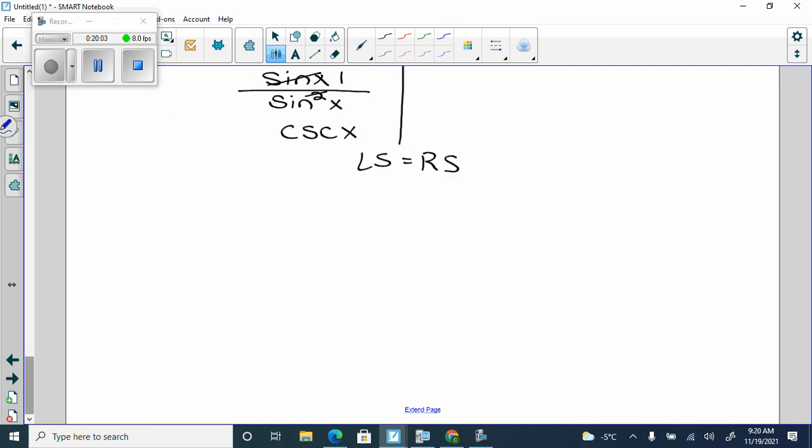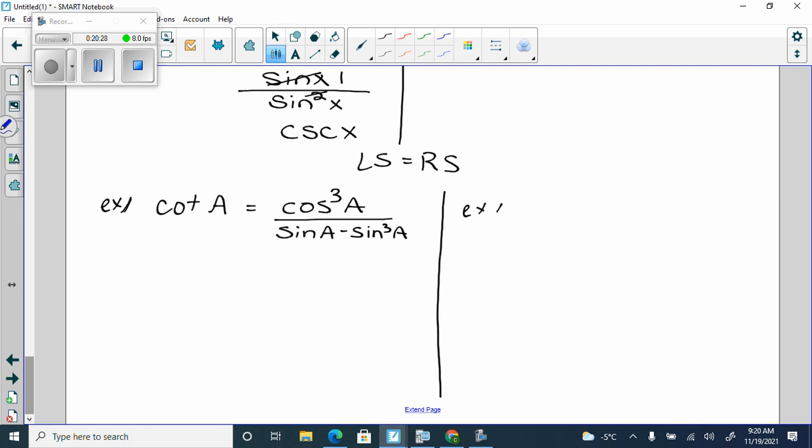Trying this one out. Cotan A equals cos cubed A over sine A minus sine cubed A. You're done. No, thank you. I don't deal with numbers like three. GCF, people. GCF. You literally just rewrite the word once, and that's less than even substituting. GCF out of sine.